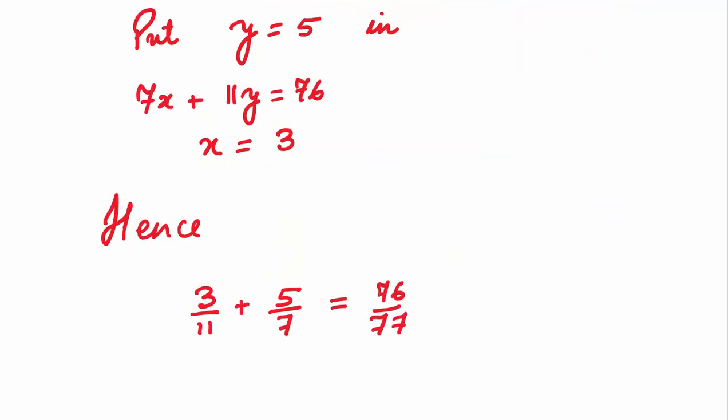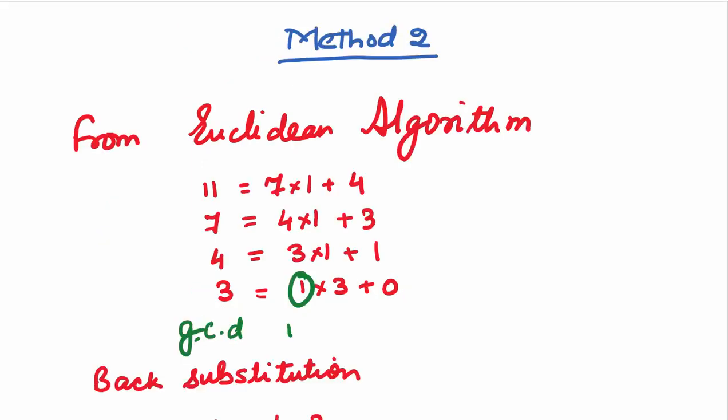Now, if you put y is equal to 5 in 7x plus 11y is equal to 76, we will get x is equal to 3. Substitute in x upon 11 plus y upon 7, you will see the right hand side comes out to be 76 upon 77. Come to the second method.